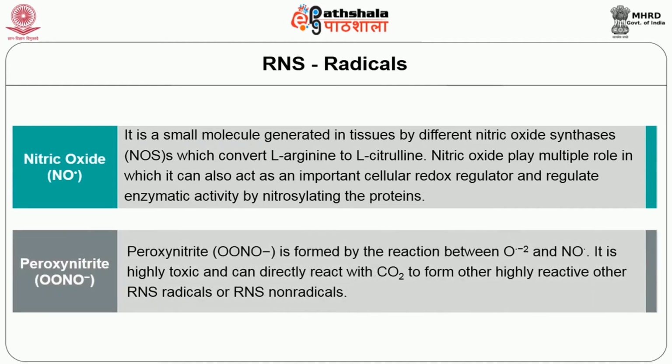The next one is peroxynitrite. Peroxynitrite is formed by the reaction between superoxide anion and nitric oxide. It is highly toxic and can directly react with carbon dioxide to form other highly reactive nitrogen species radicals or reactive nitrogen species non-radicals.